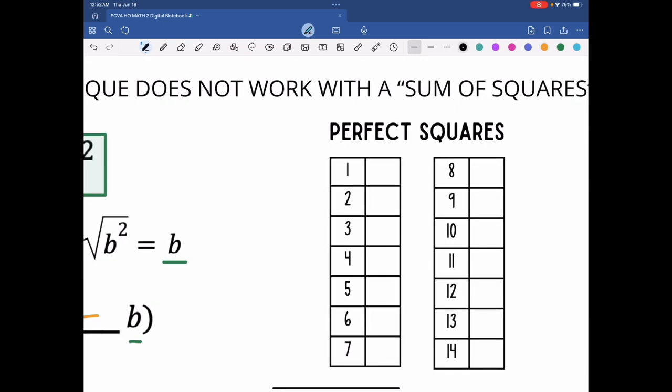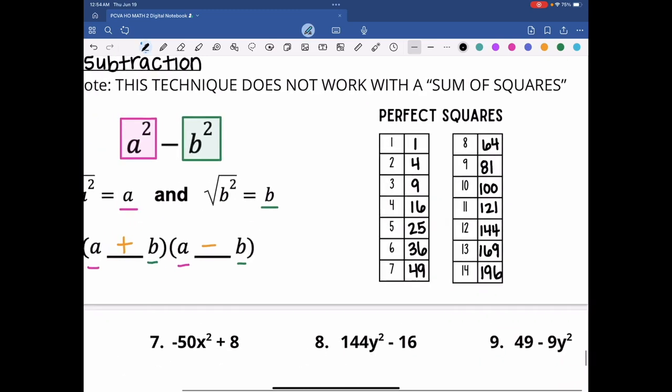So 1 squared is 1, 2 squared is 4, 3 squared is 9, 4 squared is 16, 5 squared, 25, 6 squared is 36, 7 squared is 49, 8 squared is going to give me 64, 9 squared is going to give me 81, 10 squared is 100, 11 squared is 121, 12 squared is 144, 13 squared is going to be 169, and then 14 squared is going to be 196. Now these can keep going, but these are just like the top ones that we see the most.